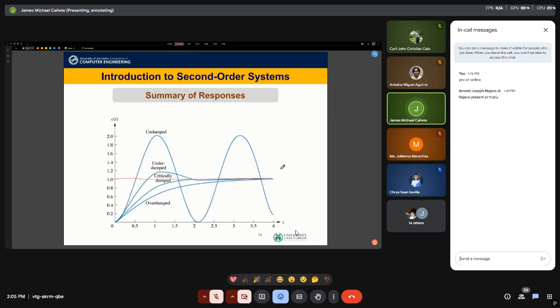If we overlap all of the four responses, you can see here the undamped response, purely sinusoidal, and the underdamped, meaning the amplitude of its sinusoid is lessened. For the critically damped, the overshoot or this peak does not go above the target value. And for the overdamped, of course, it is too much damping, that means the lessening of the sinusoids is too much. So these are the four types of second order system responses.